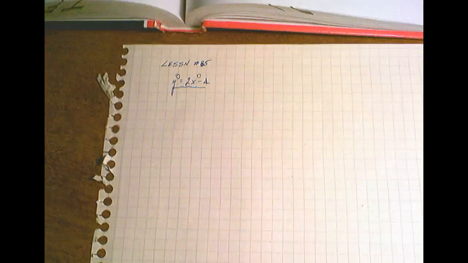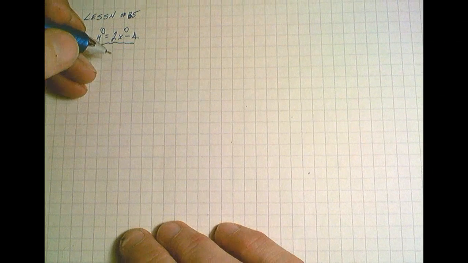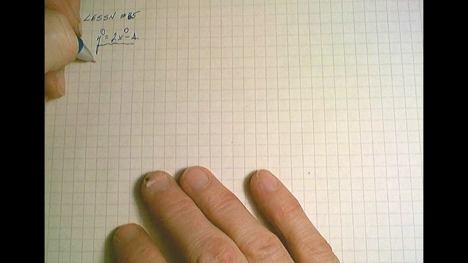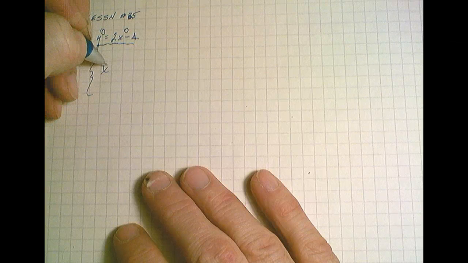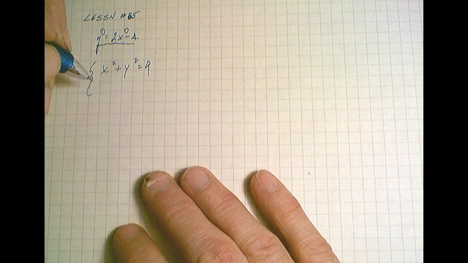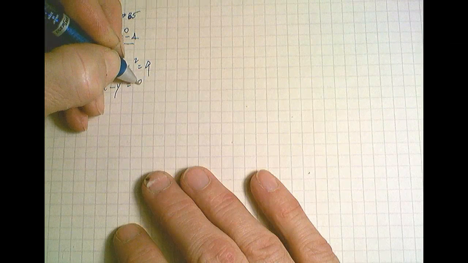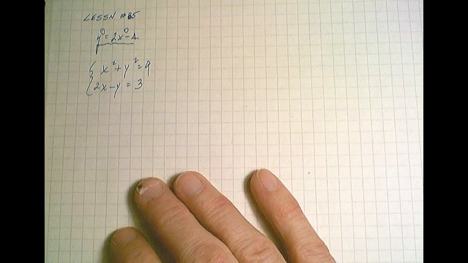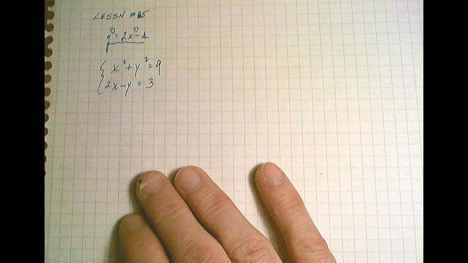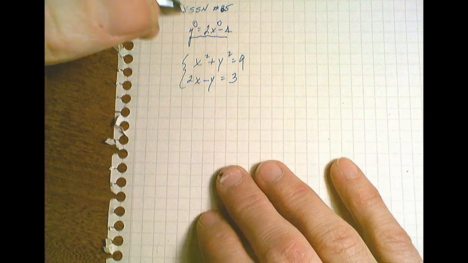But to solve a system, let's get back to my paper here. Alright, let's call that good. Okay. We have a system that we're trying to solve, and let's say that this particular system is x squared plus y squared equals 9, and then 2x minus y equals 3. Okay, so this is a system of equations, which we've done before.